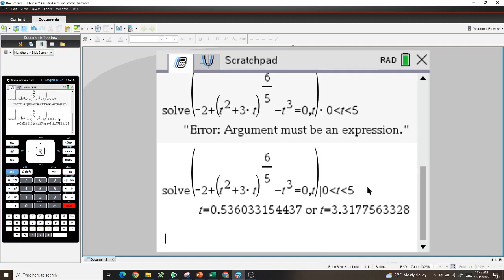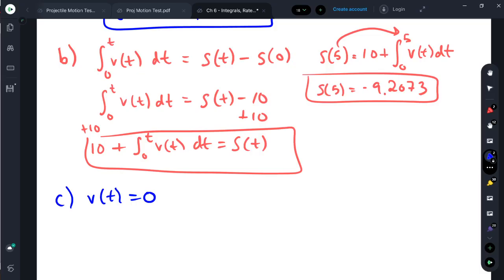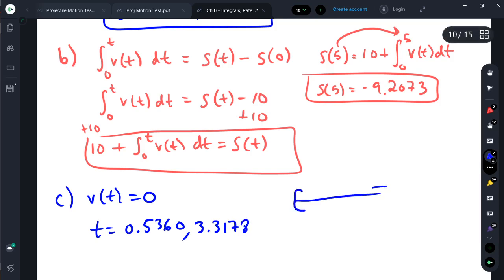Now we're actually not sure if we did change direction at each of these points, but I'm going to at least write these down for now. So it's going to be t equals 0.5360 or 3.3178. Now you can make a number line from 0 to 5 and throw these in here. And then you can test out points by plugging them in.